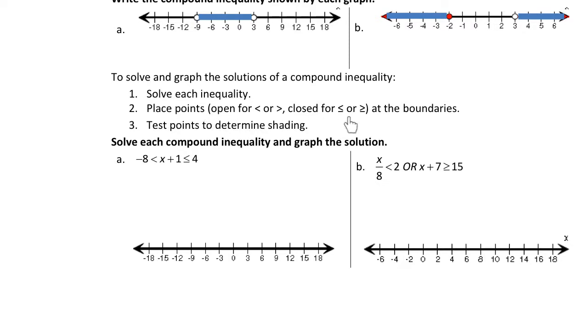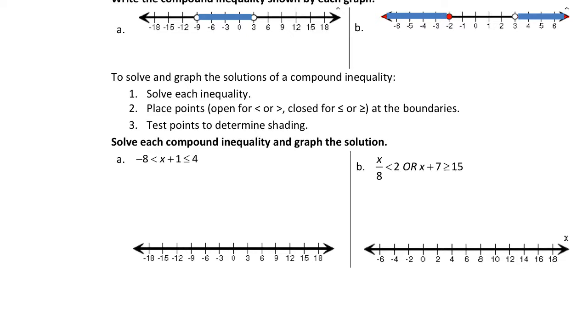Place points for the boundaries. We call these boundaries because that would be like above here, we've got endpoints. Those are our boundaries. Then test points to determine which way you're going to shade. So this is sometimes helpful, to substitute in a number to see where you should be shading.